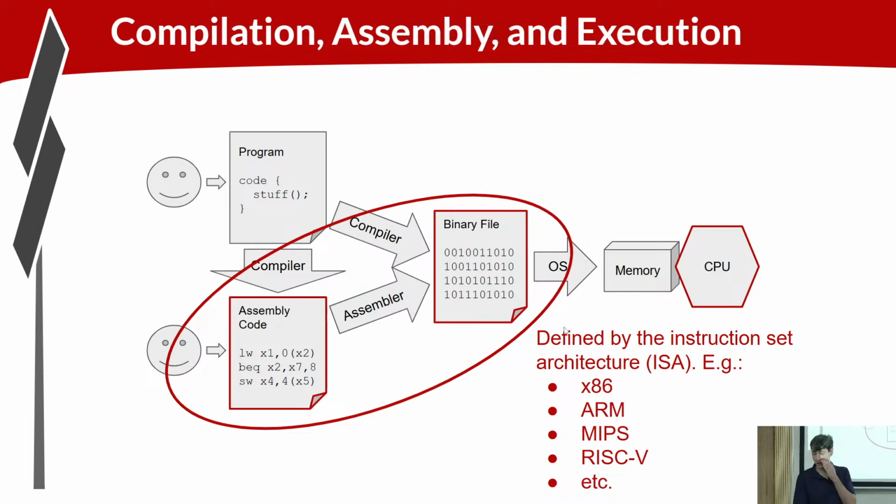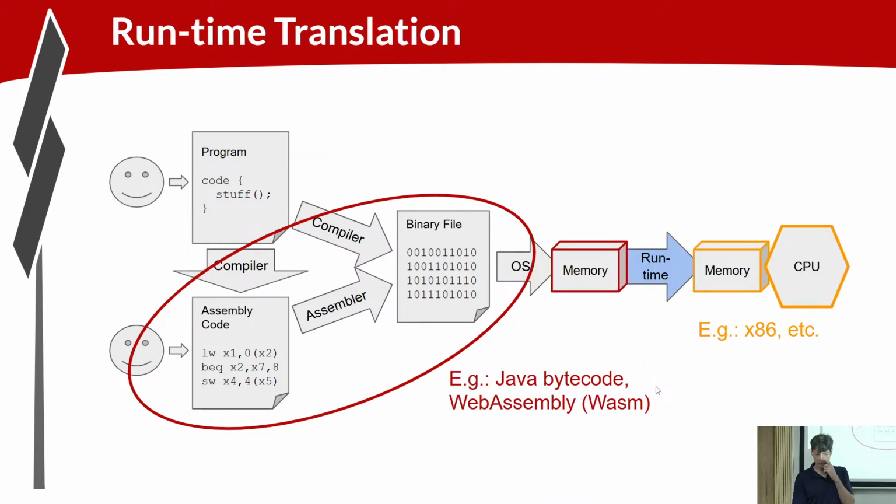The instruction set architecture is a definition of the binary encoding as well as the human readable assembly code representation of that encoding. This is kind of the contract between the compiler and the hardware. Right? The compiler produces this format, the hardware executes it. So for example, x86, ARM, MIPS, RISC-V, and so on. There are some slight variations on this theme.